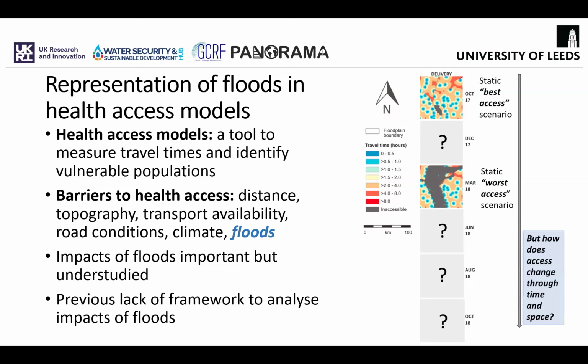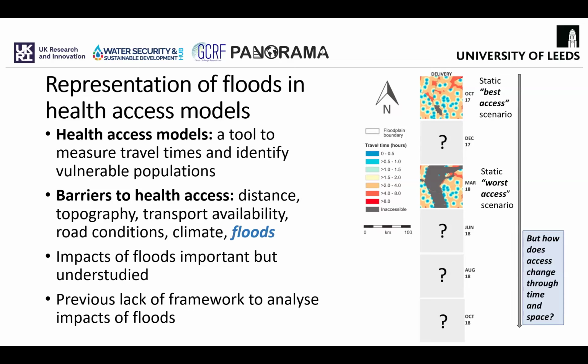Floods are well known in the literature to cause morbidity and mortality, because emergencies that were preventable in the dry season become, unfortunately, fatal in the wet season when people can't access care or when health officials can't maintain medical supply chains or make emergency referrals. So they've not been addressed in health access models, despite how important they are.